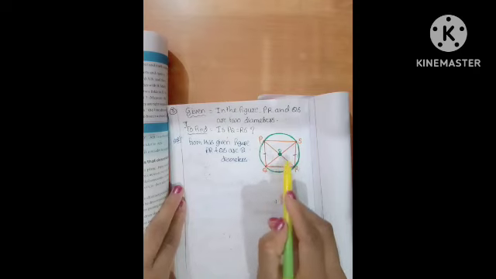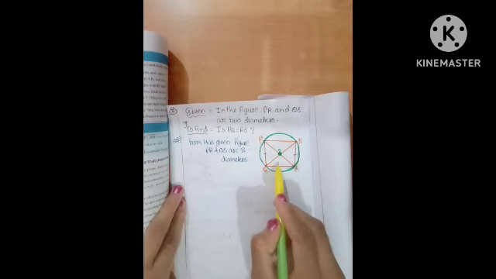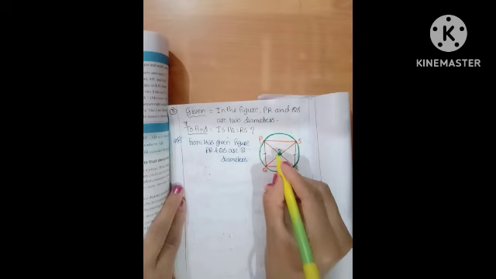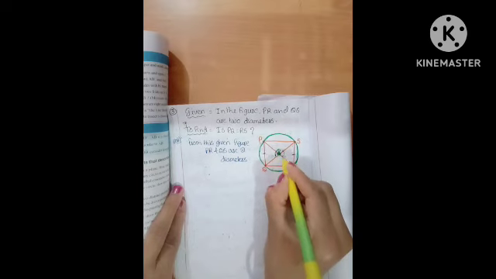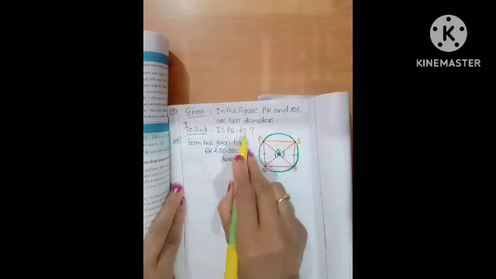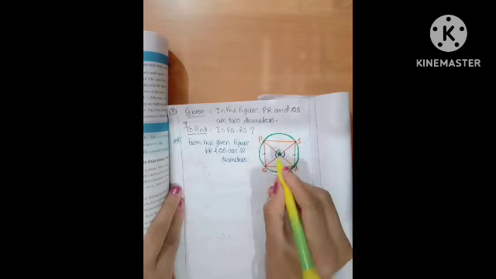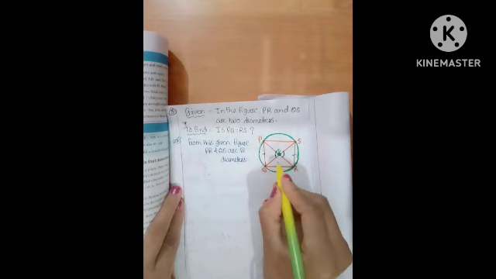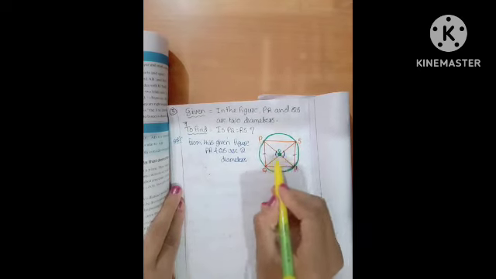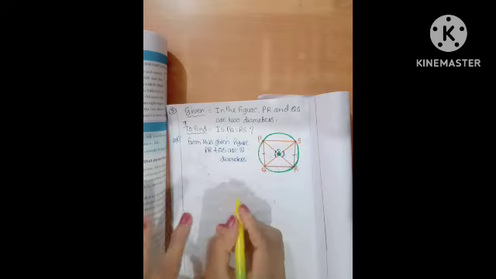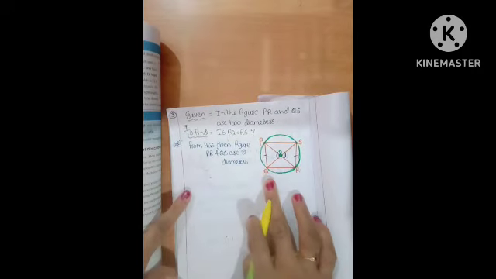How many triangles are formed here? Four triangles. So let us take these two triangles. Why? In the given question we are asked to prove these two sides are equal. You have to prove this one only. So that's why, let us take these two triangles first.